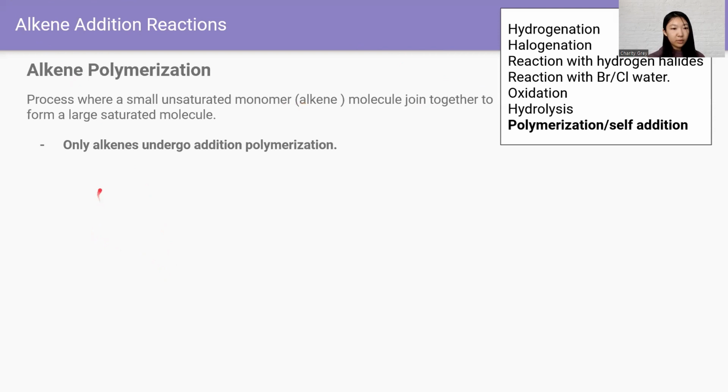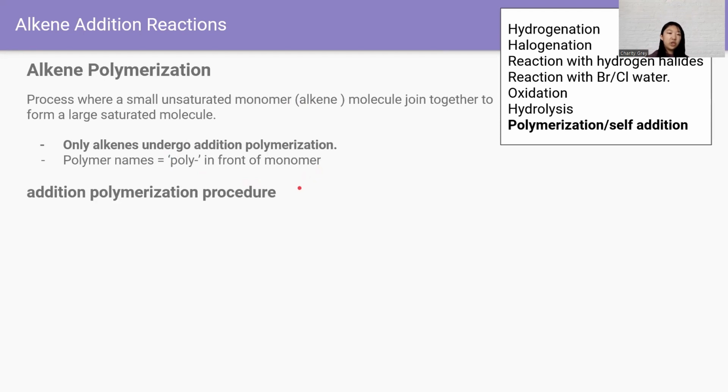Let's take a look. Only alkenes undergo addition polymerization. So alkanes will not. Triple bonds, alkynes will not. Only alkene double bonds will undergo this. So this is why this is super important, right? Polymer names will just be poly in front of the monomer. That's very simple. So here's our addition polymerization procedure.